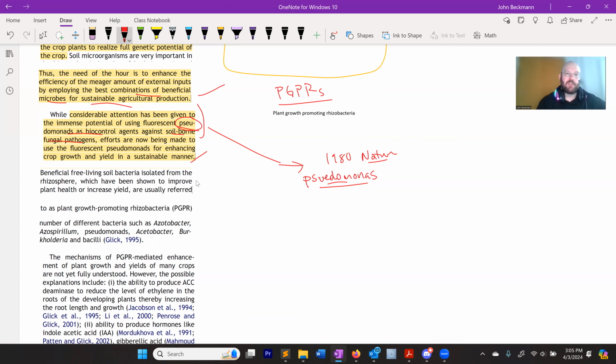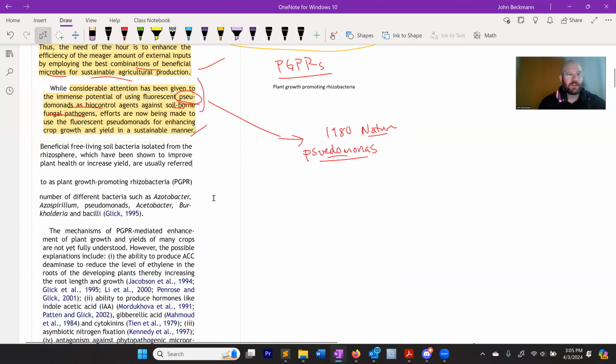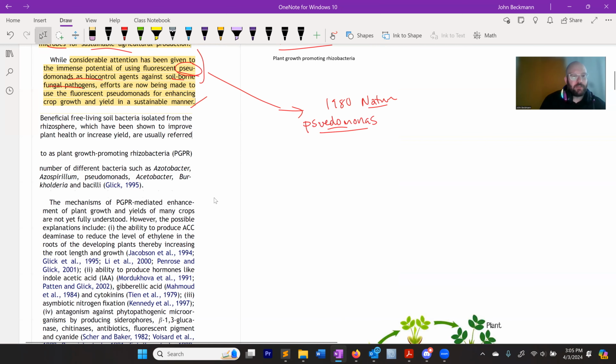So understand that within PGPRs, there are different things that PGPRs can do. We'll enumerate that list. But one of the things that PGPRs can do is they can inhibit plant pathogens from taking control of the plant. Okay, next paragraph. Beneficial free living soil bacteria isolated from the rhizosphere, blah, blah, blah, blah. PGPR, I introduced that. Okay, so different types of PGPR genera.